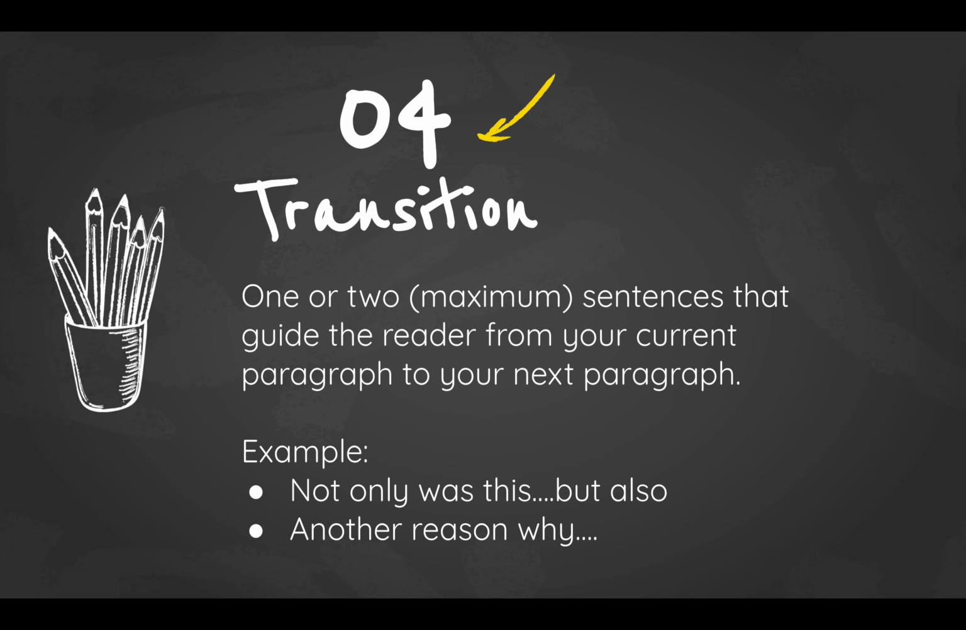And then number 4 is your transition. One or two sentences maximum. Don't have your transition be 3, 4, 5 sentences. That doesn't work. It should guide the reader from your current paragraph to your next paragraph. One example: Not only was this a good thing, but also da da da da da. Another reason why vocational schools are great is because da da da da da. And you're going to transition.